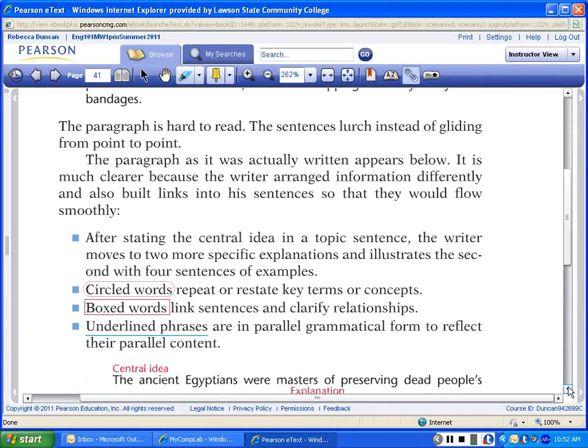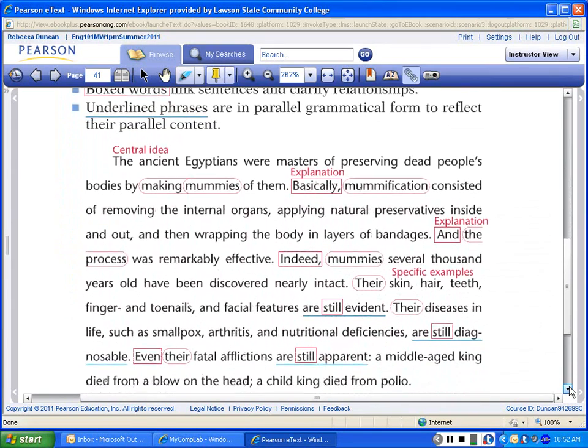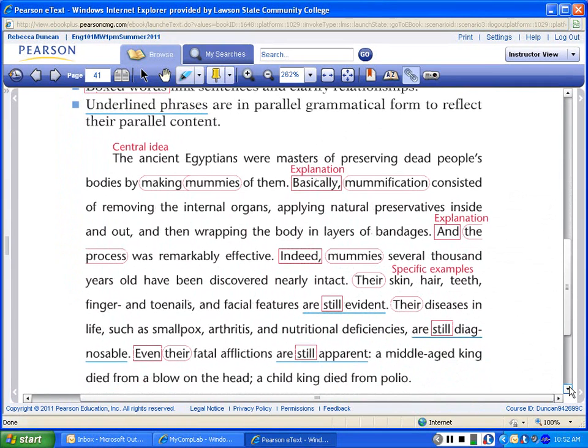What the little graph does is circle words that are repeated, box things that are linked, and underline things that are grammatically parallel. So it outlines it for you, and they have rearranged it. In boxes too would be the magic words I've introduced to you before, and that is transitions. All right, we start with our topic sentence again. The central idea is that the ancient Egyptians were masters of preserving dead people's bodies by making mummies of them.